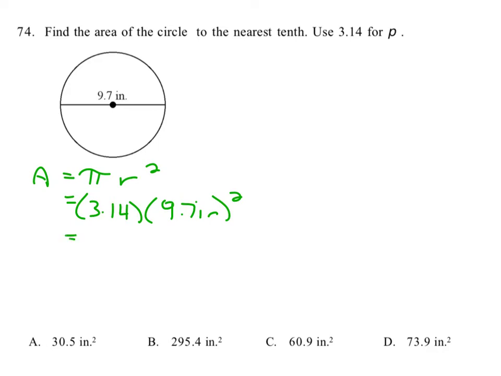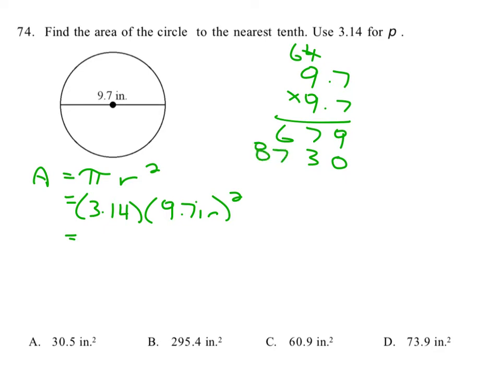And of course, order of operations says do 9.7 squared first. So I'm going to do that over here. 9.7 times 9.7. 9 times 7 is 63, 67, carry the 6. 0 placeholder, 9 times 7 is 63, carry the 6. 9 times 9 is 81, 87.